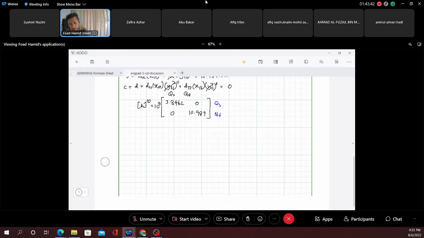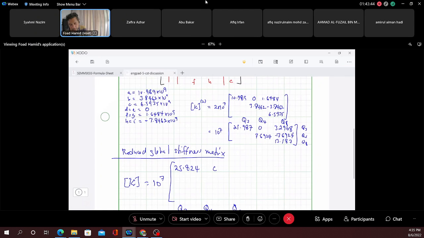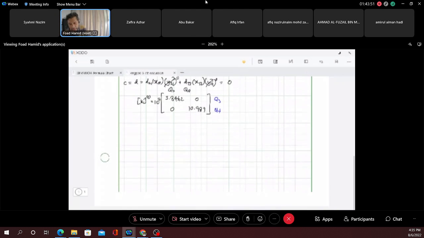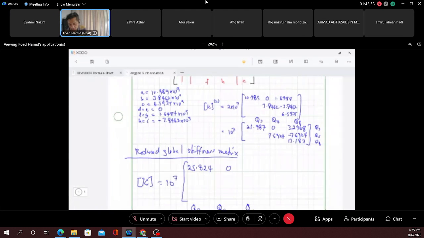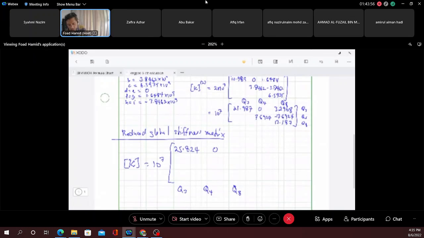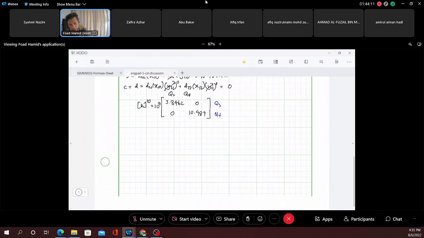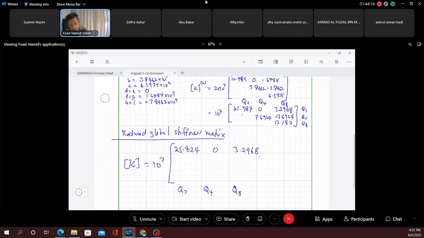So this is 0. Q8, Q3. Is there such a thing as Q8 and Q3? No, there's none. So Q8 and Q3 is just 3.2968. Okay, of course, now Q3 and Q4 is 0, so this is also 0.